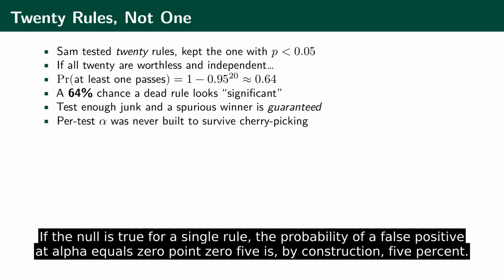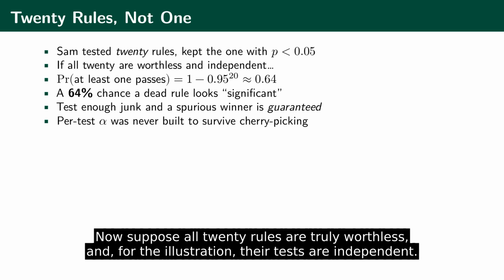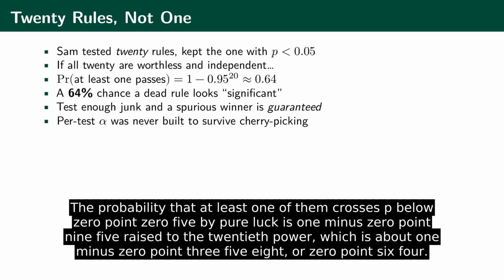If the null is true for a single rule, the probability of a false positive at alpha equals 0.05 is, by construction, 5%. Now suppose all 20 rules are truly worthless, and, for the illustration, their tests are independent. The probability that at least one of them crosses P below 0.05 by pure luck is 1 minus 0.95 raised to the 20th power, which is about 1 minus 0.358, or 0.64.